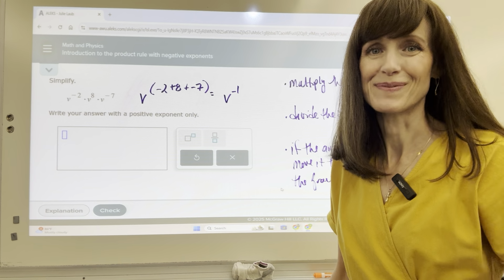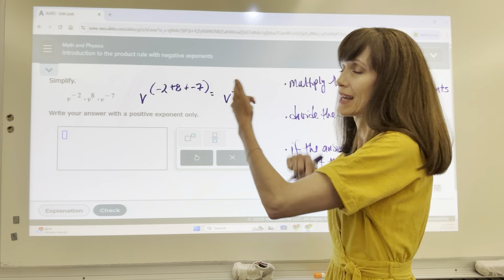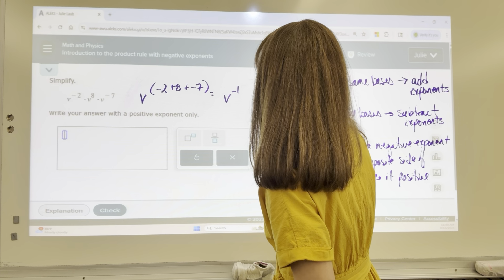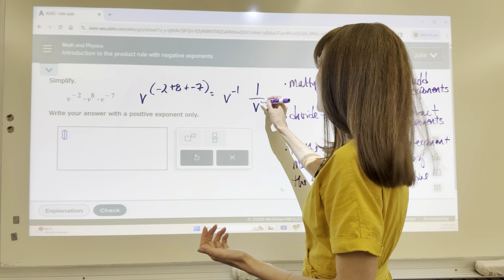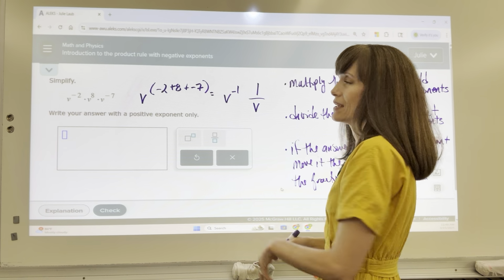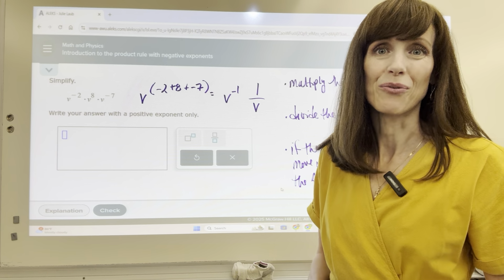Oh, it's a negative. So what do I do? I move that to the opposite side. This would be 1 divided by v, now to the 1. And it is understood that if you just write v, that is an exponent of 1.